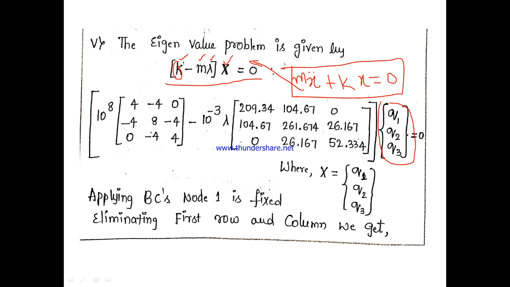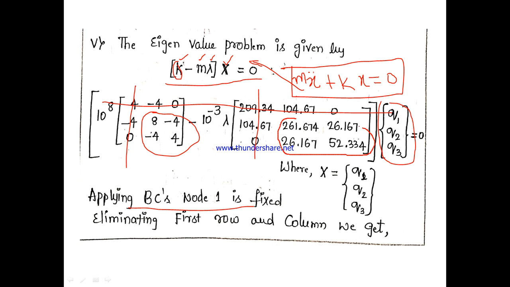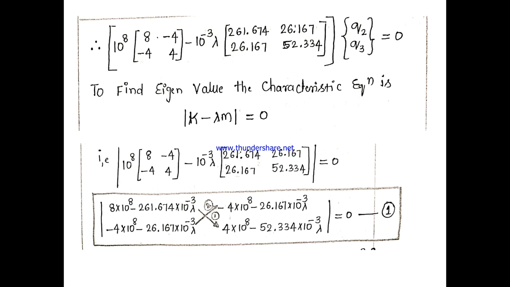Okay, fine. Now applying the boundary conditions, node 1 is fixed. Why is node 1 fixed? From the given data, node 1 is at the starting of the bar, so it is fixed. So eliminating the first row and first column of the equilibrium equation, in both the mass matrix and stiffness matrix, I am left with 8, minus 4 and 261.67, 26.17, 26.17, 52.34. Fine, so this is what I got here.